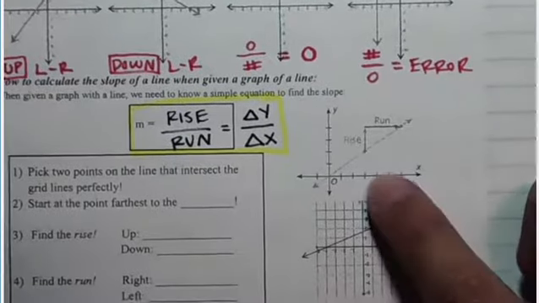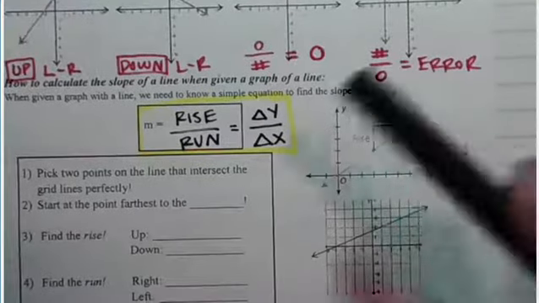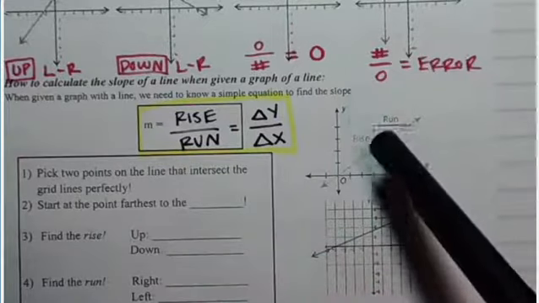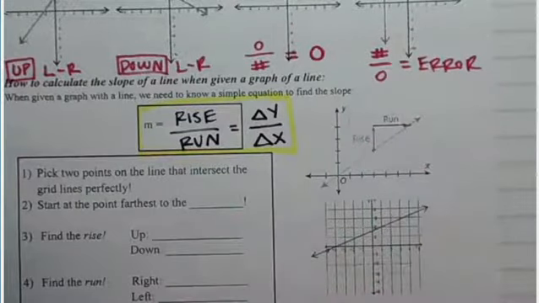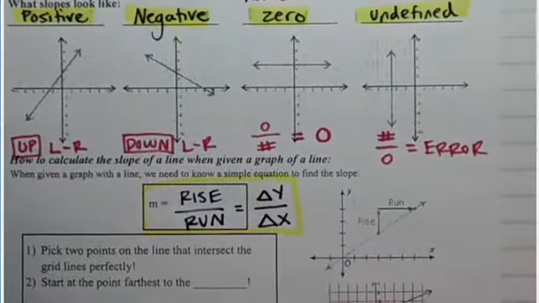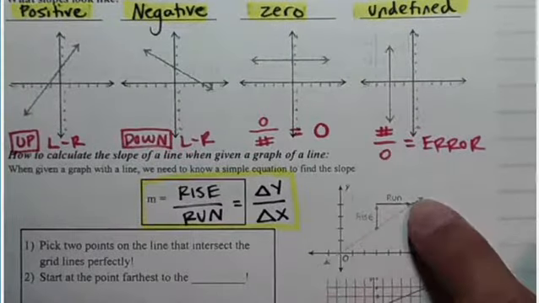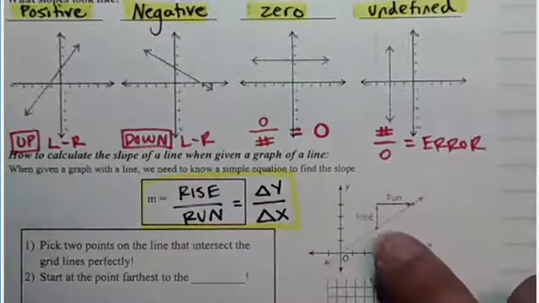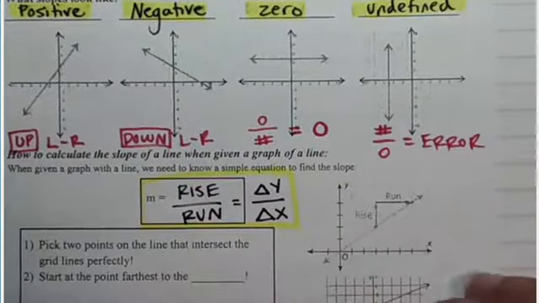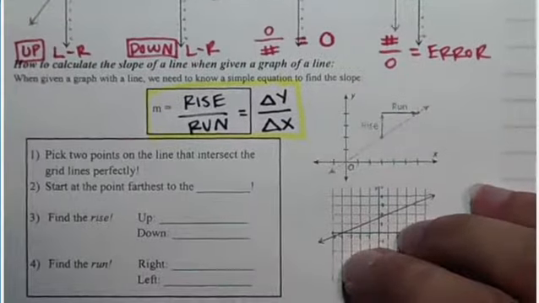So I have this graph right here. Okay, again, a graph, I want to figure out the slope of this line. Well, first of all, what type of slope is it out of these 4? It's going up from left to right, so I know this is a positive slope, which means my answer needs to be a positive fraction.